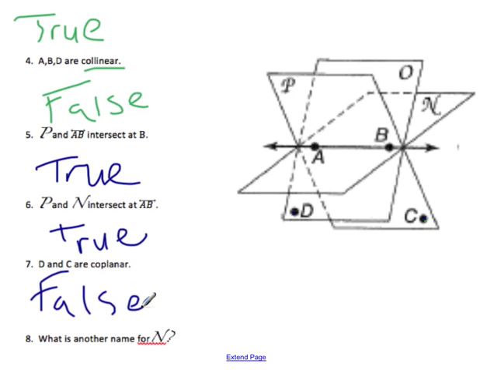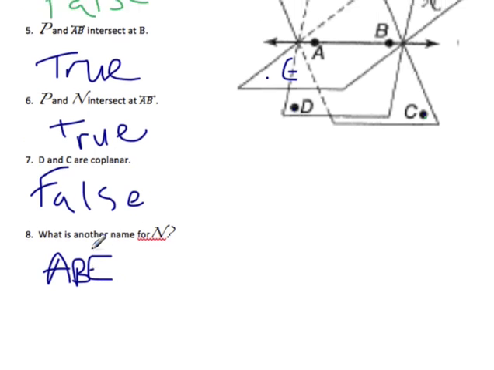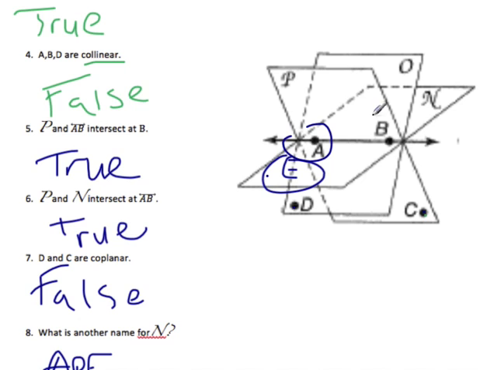What is another name for plane N? Well, here is plane N. Okay, now to name a plane, if you're not going to use the capital script letter, you need to name it by 3 letters on that plane. Well, we only have 2 letters on that plane, so I'm going to add another point, E. So then we can go ahead and label this A, B, E. That's another name for plane N because I took 3 points from that plane.